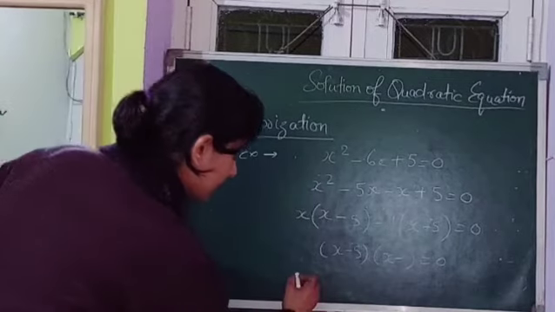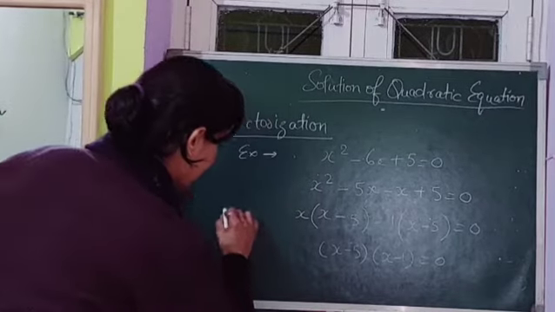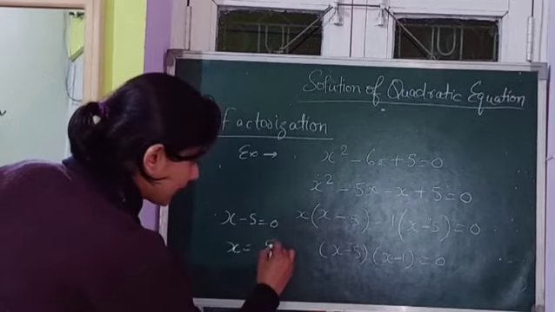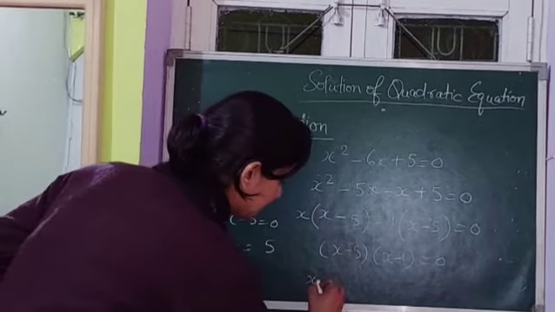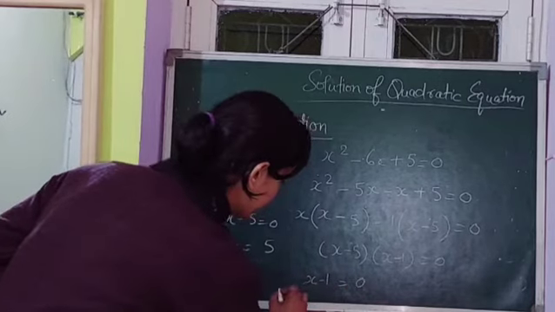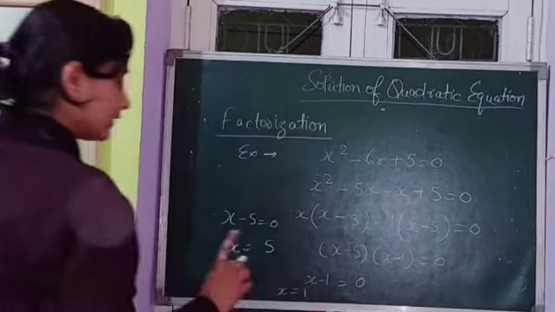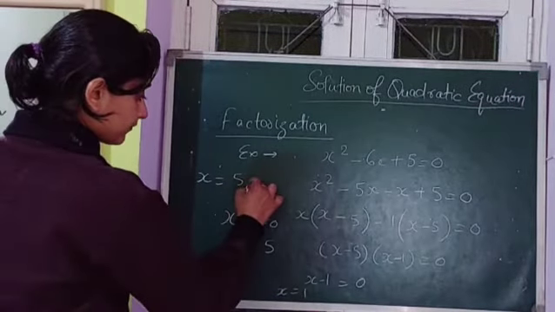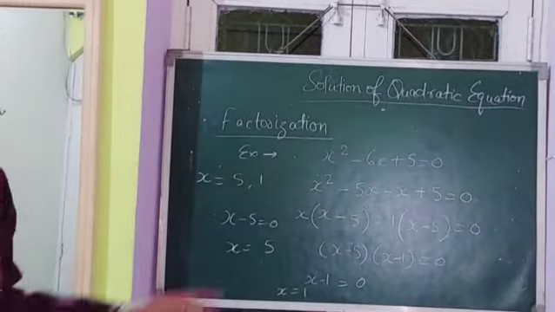Here x minus 5 equals to 0 gives x equals to 5, and x minus 1 equals to 0 gives x equals to 1. So we have two values for x, 5 and 1. So this is the method of factorization.